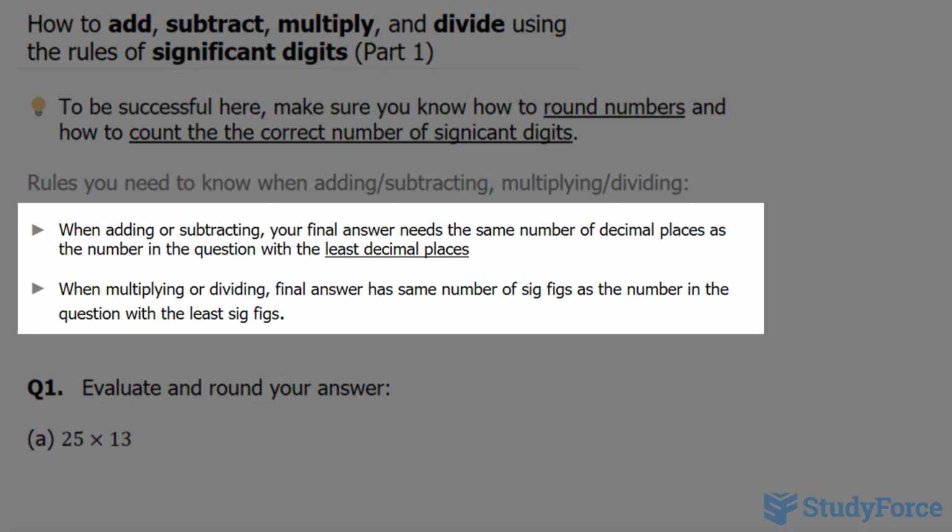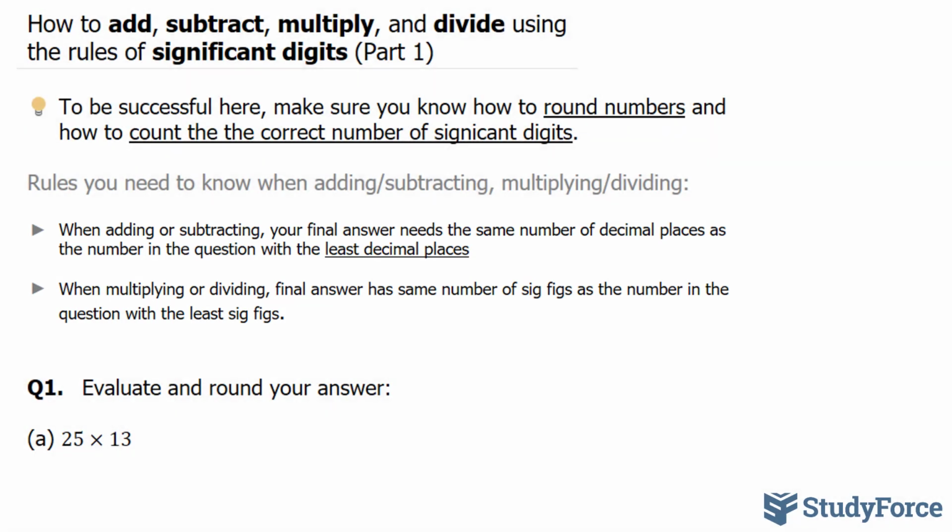When adding or subtracting, your final answer needs to have the same number of decimal places as the number in the question with the least decimal places. Also, when multiplying or dividing, your final answer has to have the same number of significant figures as the number in the question with the least significant figures. And we'll use both of these rules with the questions that we have.